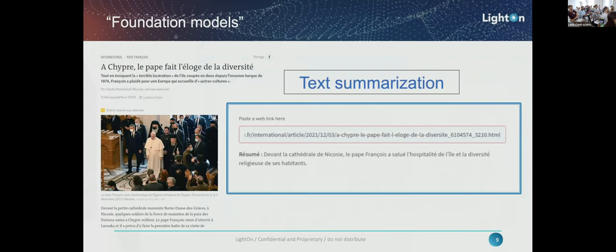It can do other things too, like text summarization. For instance, here we had a smaller plugin where you put the HTML address of an article from Le Monde, and it makes a one-line summary that's equally as good as the one-line summary you get below the title. This is just an example. So this is this new generation of language models.